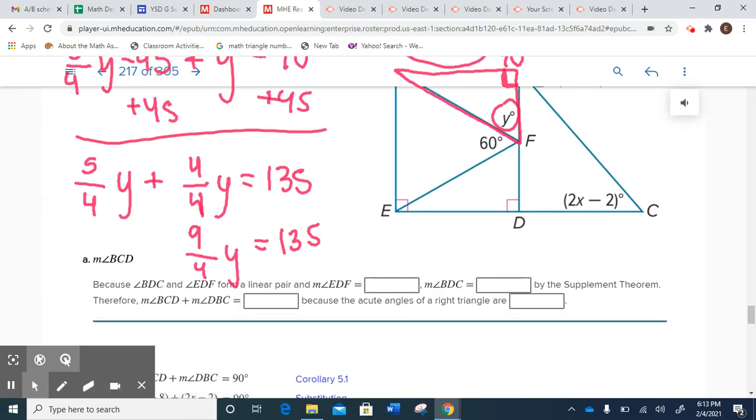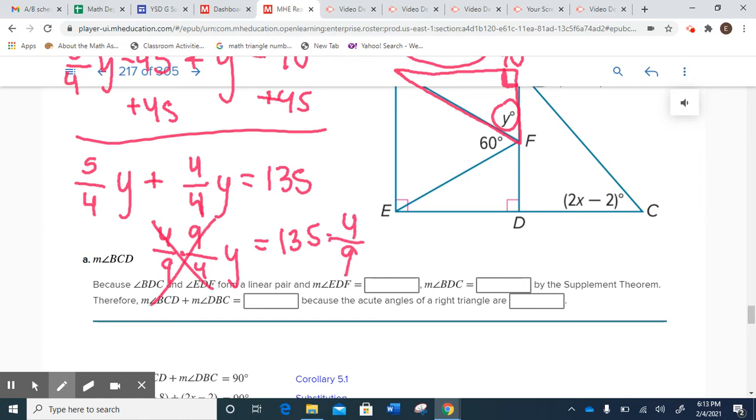So I know if I add these y's together, I will get 9 over 4y. Okay, and then I'm going to go ahead and flip this fraction and multiply. So multiply by 4 over 9 in order to get it to cancel. So all of that is canceled, and this will leave me with whatever y is. So 135 times 4 divided by 9 is 60 degrees. So y has to be 60.